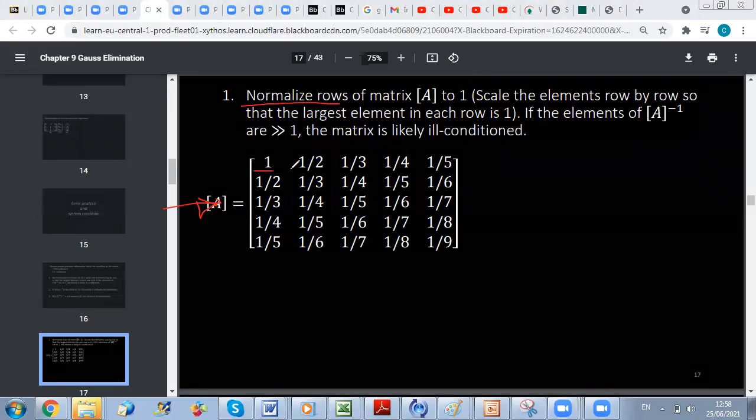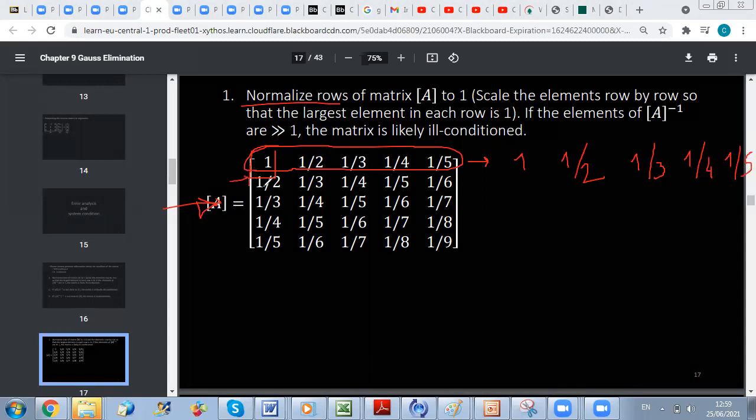First, I look at each row. I normalize each row. So I will start by finding the highest element in this row. Since here the highest element is 1, it's great. No need to do anything. So in my scaled matrix, the first row will remain as it is: 1, 1 over 2, 1 over 3, 1 over 4, and 1 over 5. It's already scaled. Okay, now I move to the second row.